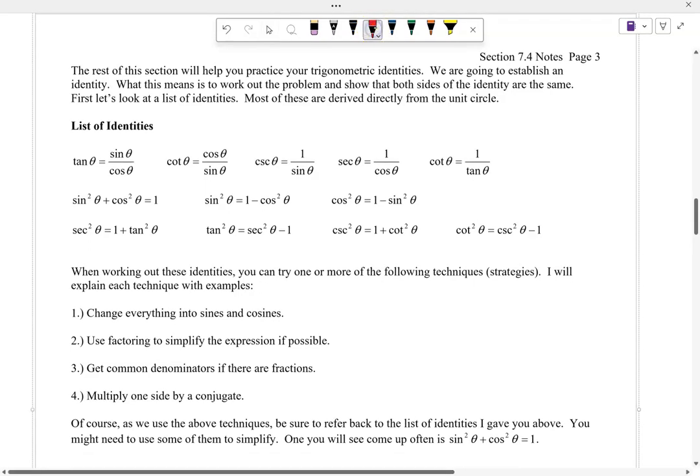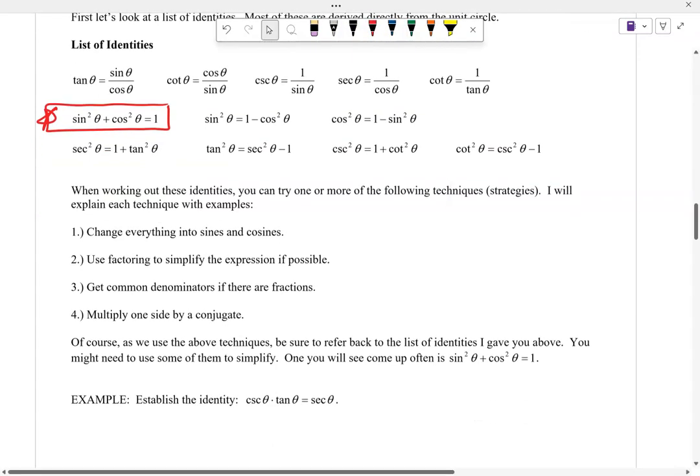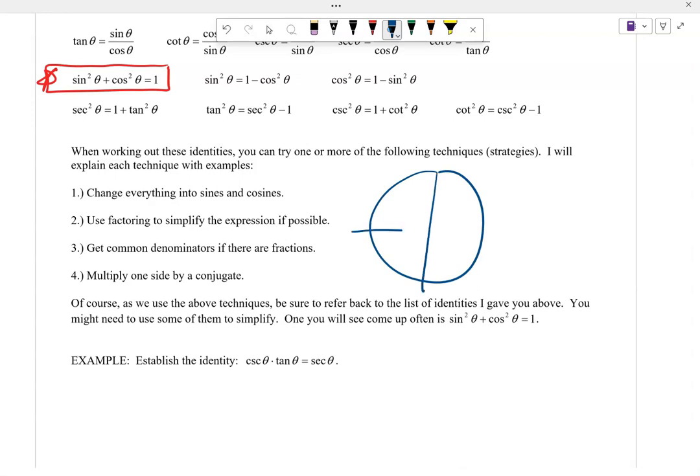Now this one we haven't talked a whole lot about. I call this the money formula. You will see this a lot. Sine squared plus cosine squared equals 1. So let's think about your unit circle for a minute, right? Our unit circle has a radius of 1. So this equation is x squared plus y squared equals the radius squared, right? So x squared plus y squared equals 1.